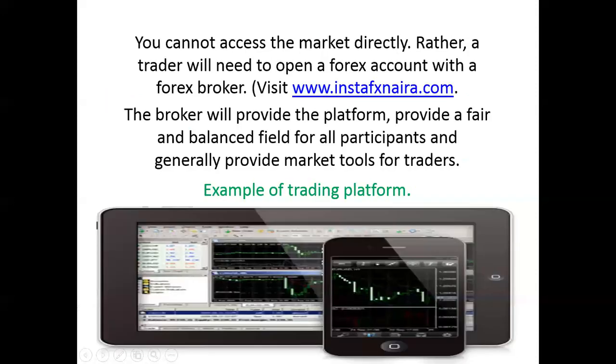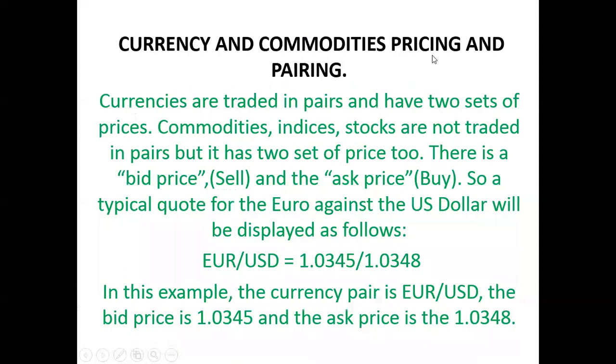Again, currency and commodity prices and pairing. This is very important. The currencies are traded in pairs. Like I said earlier, you must use dollars to buy another currency, or use naira to buy another currency, for you to gain profit. And you have two sets of price, either buying price or selling price. Commodities, indices, and stocks are not traded in pairs, but they have two sets of price too. There is the bid price, that's the selling price, and there is also the ask price, the buying price.